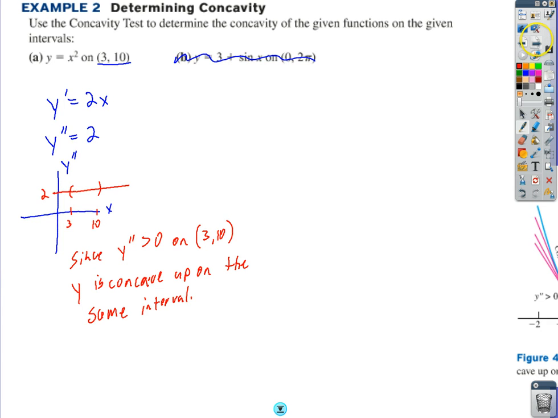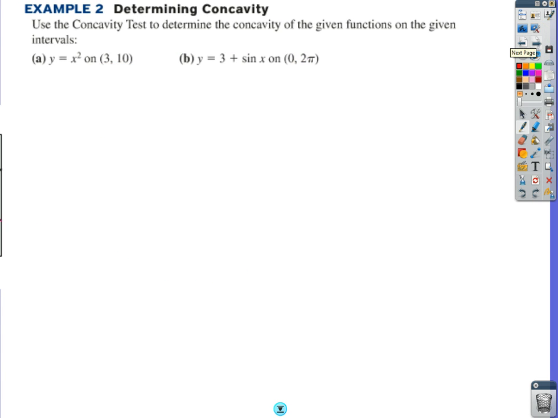Well, that can go in. Let's take a look at the second one. The second one looks a little bit more complicated. Okay, the second one looks like this. So let's find y prime. Derivative of 3 is 0. Derivative of sine is cosine of x. Y double prime is equal to negative sine of x. And I'm looking at the interval between 0 and 2 pi. And it's the open interval.